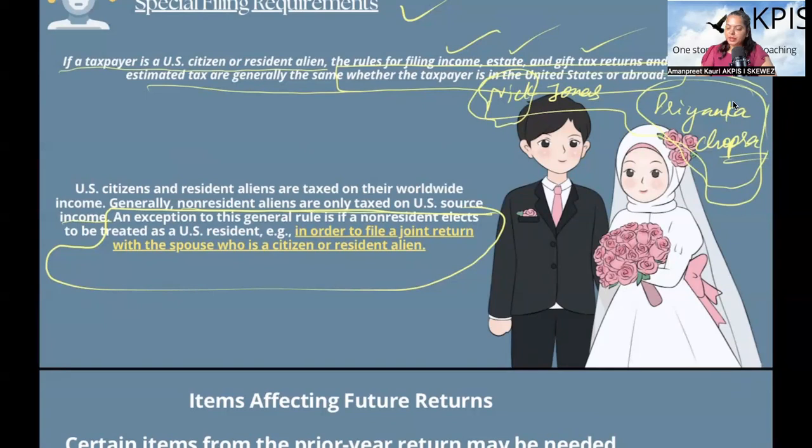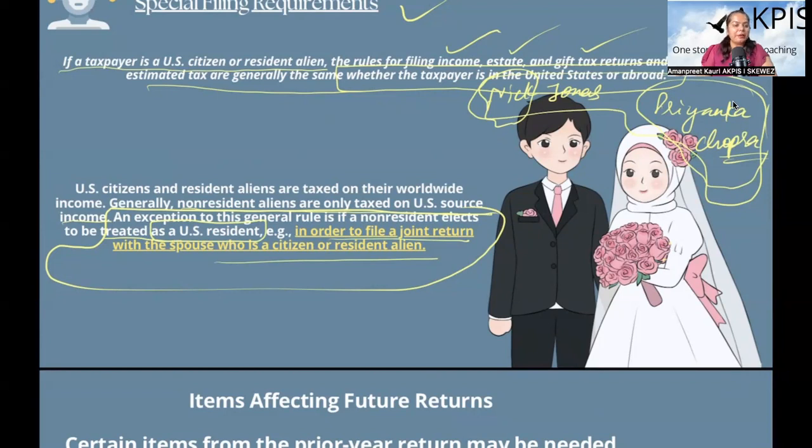But if Priyanka Chopra, in the given case, a non-resident, chooses to be treated as a US resident, why has she chosen to become a US resident when she's not a US resident? Why? To claim jointly filed return benefits, right? So in this particular situation, in order to file a joint return, the entire worldwide income, even the income which is earned in India by Priyanka Chopra, would be subject to tax in America. Why? Because she has elected herself, suo moto, on her own, to be a US resident for the purpose of filing a joint income tax return.